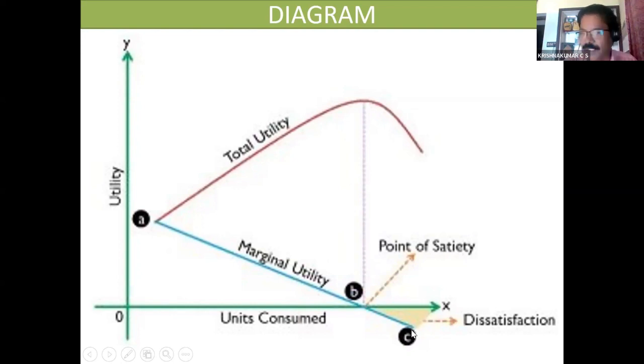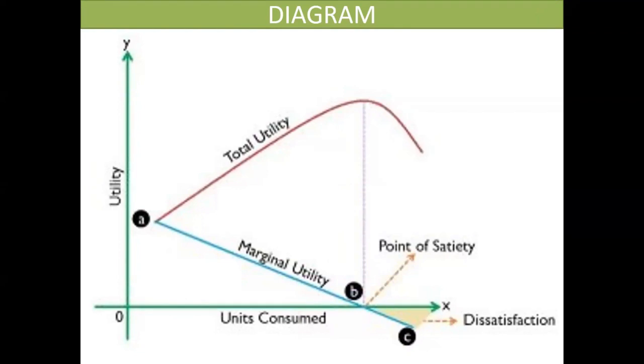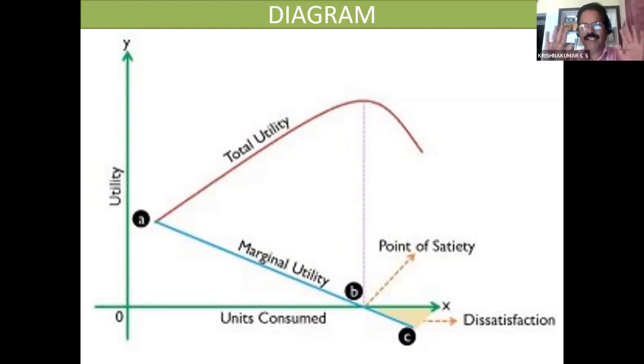Can marginal utility become negative? Yes. When does it become negative actually? When total utility falls, or after the point of satiety. Point of satiety means the one who consumes says, yes, enough, I don't want. In other words, if he consumes, instead of satisfaction, he will be getting dissatisfaction. That dissatisfaction is what we call negative utility.